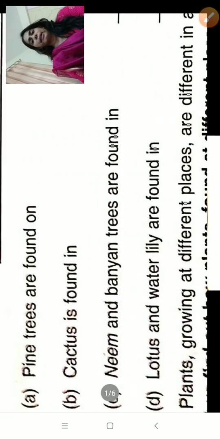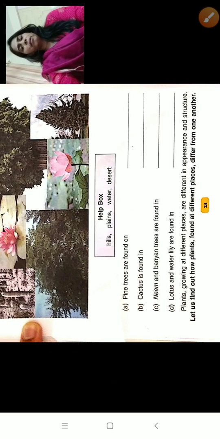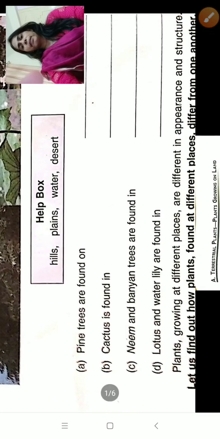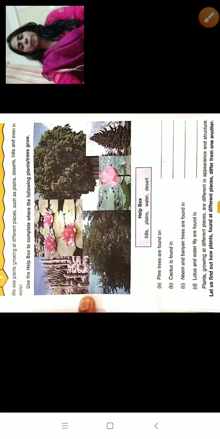Now number C, neem and banyan trees are found where? In the plain. That means the area where you live, around your area. We are living here in Patna. Which type of area is this? Patna is plain. So you can see trees like neem and banyan in plains. And now D, lotus and water lily are found in, fill here, water. Okay, so this is the revision of the previous class.